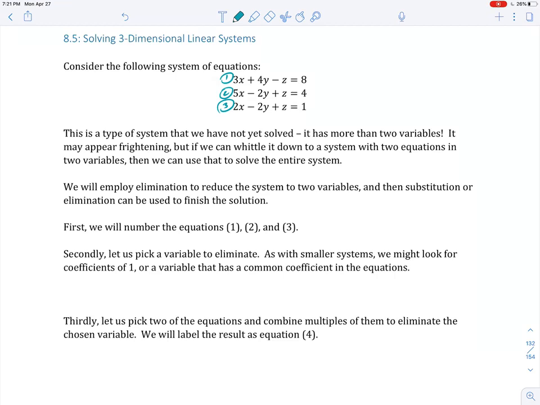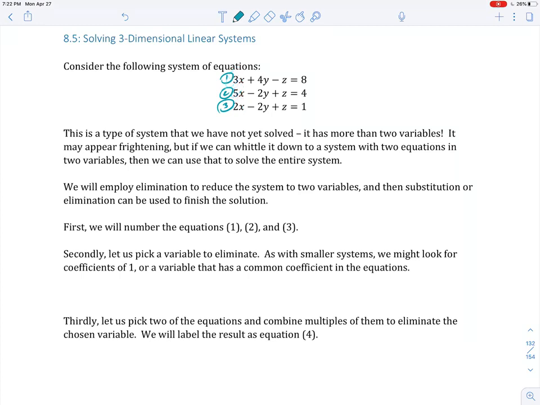First, I'm going to number these. I'm going to call this one number 1, this one number 2, this one number 3. Technically, the numbers you use there don't matter as long as they're all different. I recommend 1, 2, and 3 because they just make logical sense. Now we're going to choose a variable to eliminate. And just as when we played with elimination, we have options. We can decide we're going to eliminate X, or we can decide we're going to eliminate Y, or we can choose to eliminate Z. The choice is yours.